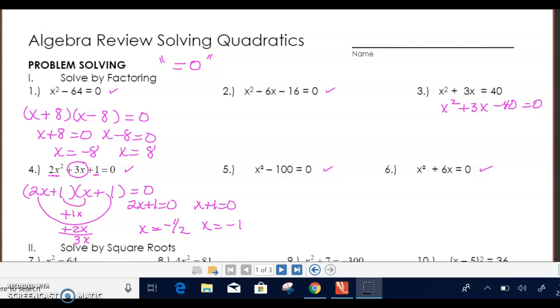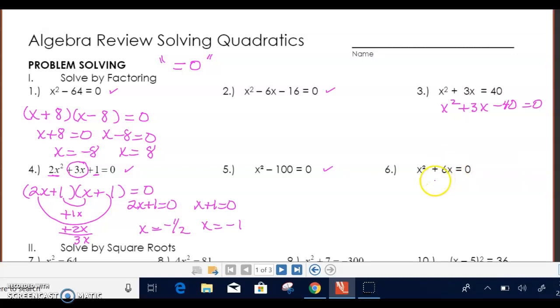Let's look at one more to solve by factoring. I'm going to look at problem 6 here. Notice it says I'm going to use factoring, and notice that number 6 only has 2 terms. Number 1 only had 2 terms, and because it was a difference of 2 squares, I could factor it into x plus 8, x minus 8. That one was missing the bx term. Over here, this one has 2 terms, but it has the bx term. It is missing that last term, the c term.